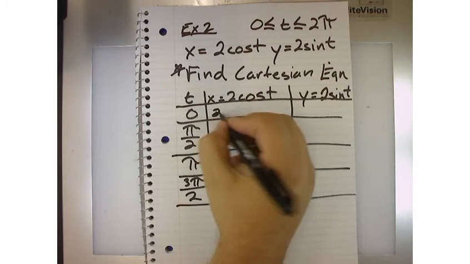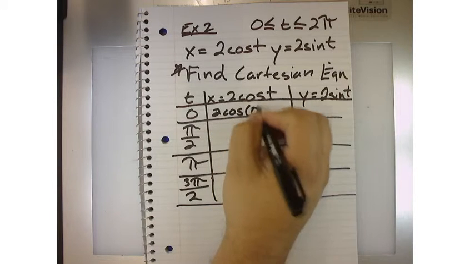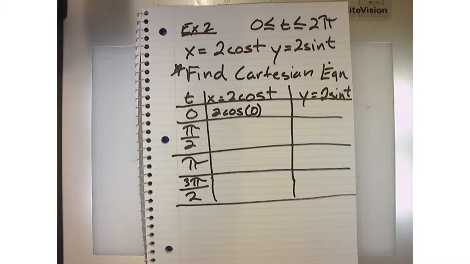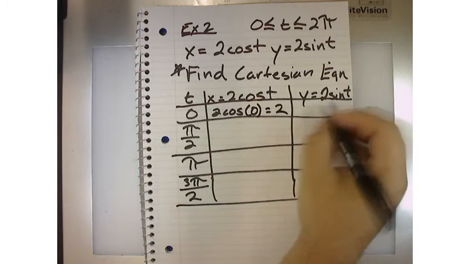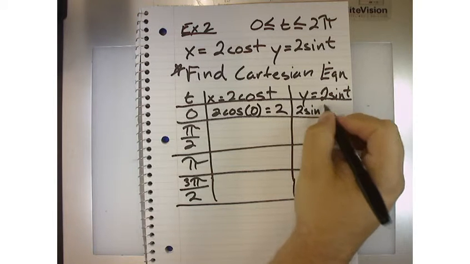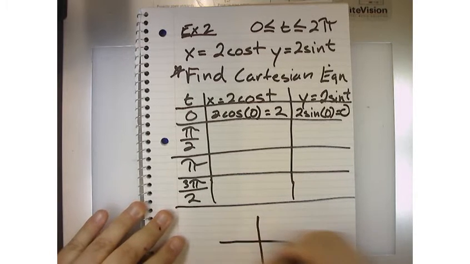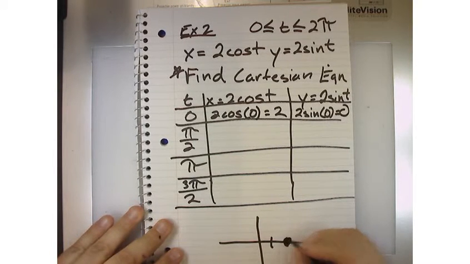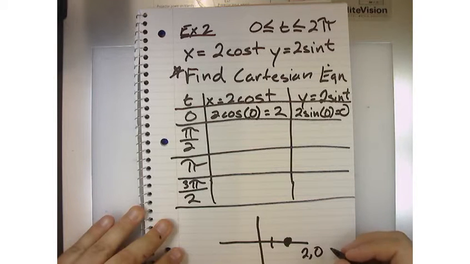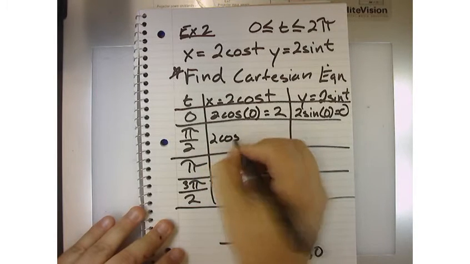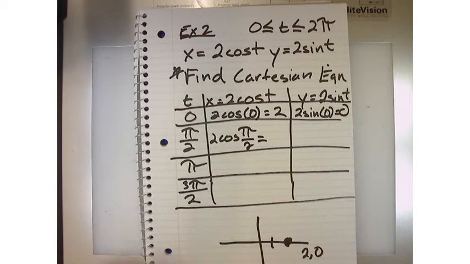So this one would be 2 cosine of 0. Now normally cosine of 0 is 1, but when we multiply it by 2, what do we get? 2, right? And 2 times sine of 0, normally sine of 0 is 0, and 2 times 0 gives us 0. So we've got 2 comma 0. Now if we were to graph this, this is just like our other equation, except now we're at 2 comma 0.